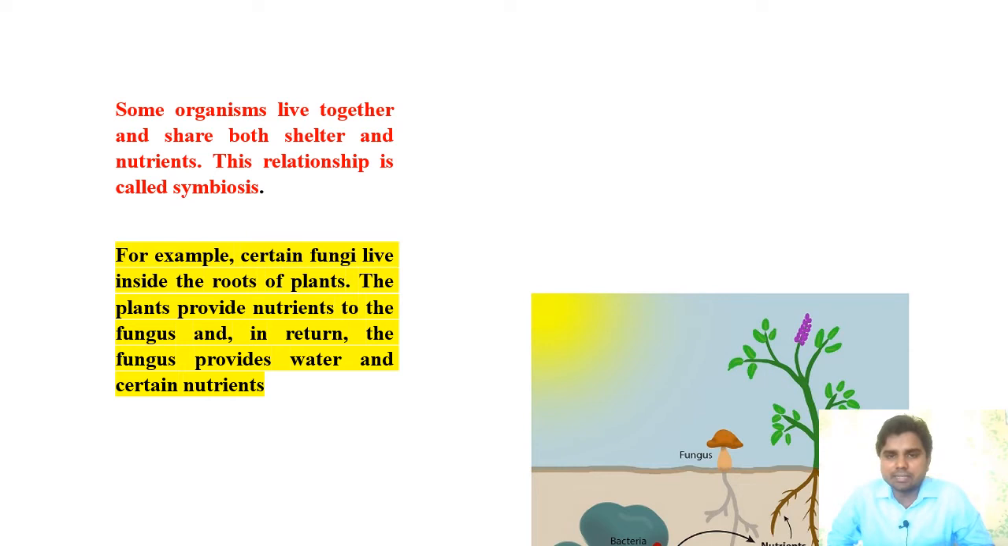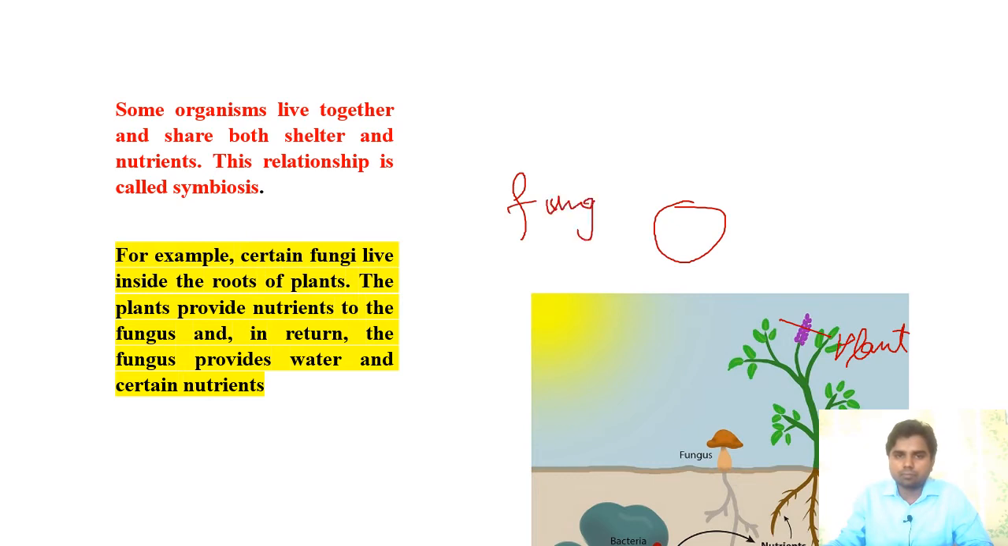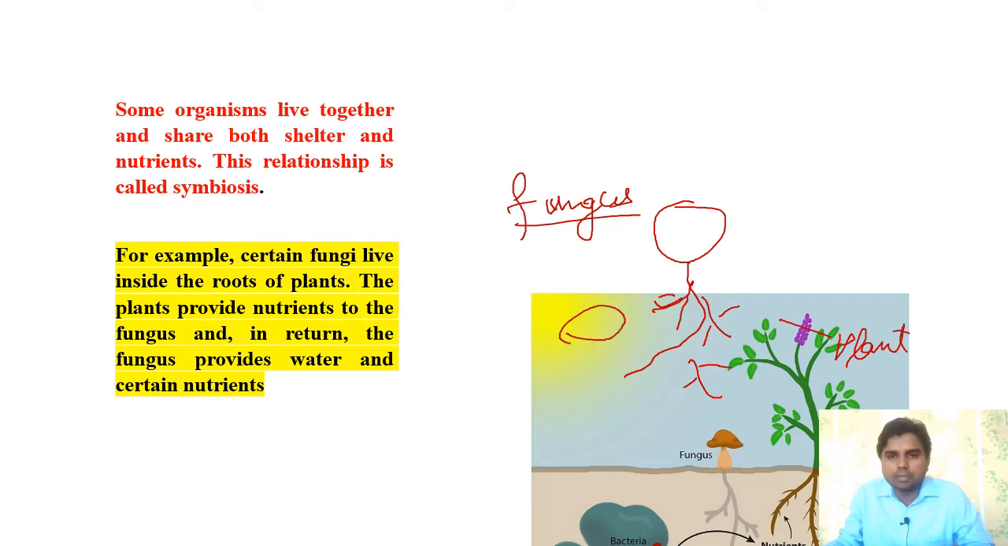In this image we can see that there is one plant over here. There is a fungus. Now tell me students, what can you see? This fungus has long roots inside the soil. Can you see it? Yes. And here some bacteria are also present. And the root of the fungus is also attached with the root of the plant. Okay. So tell me what would happen here.